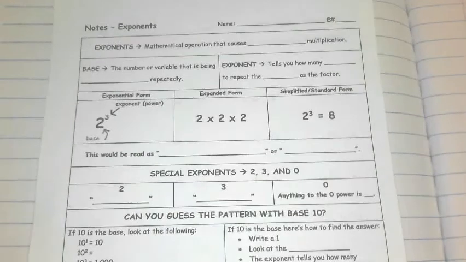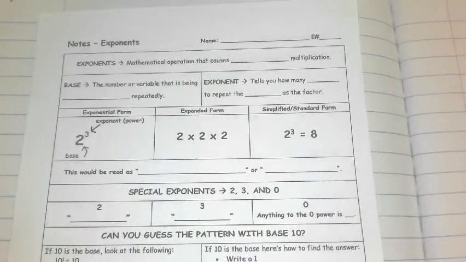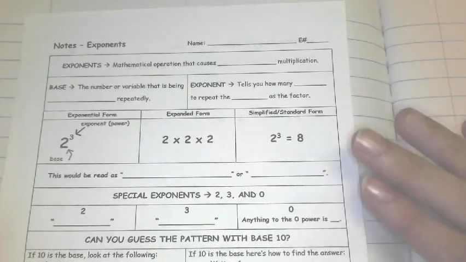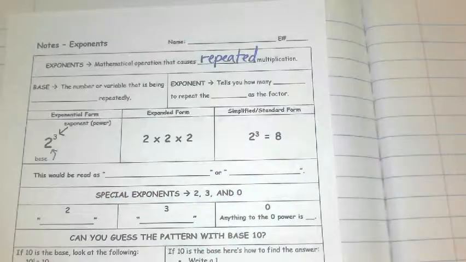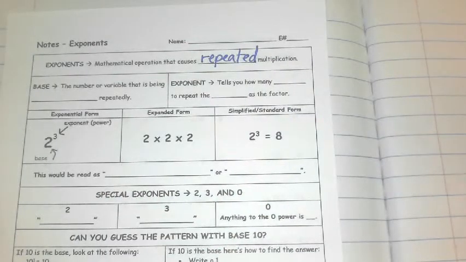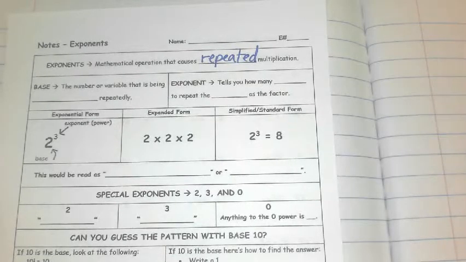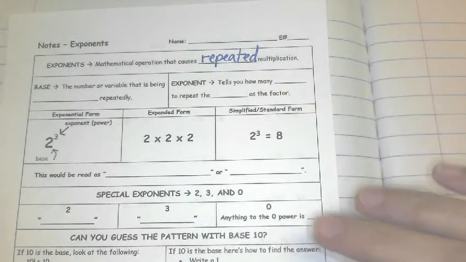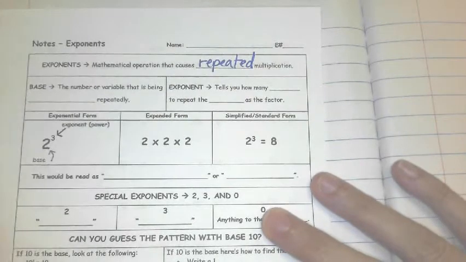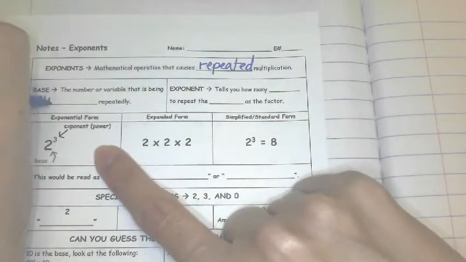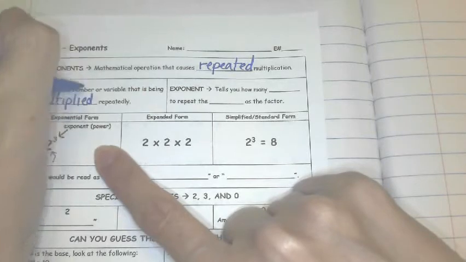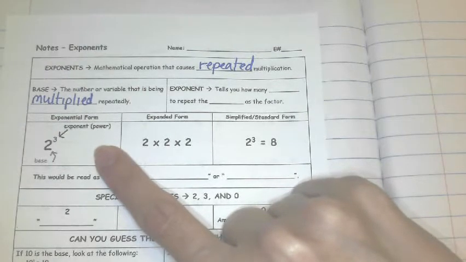other side. Okay? Alright. So at the top, we have exponents, and exponents are going to be a mathematical operation that causes repeated multiplication. So something that goes over and over again, repeats. There's two parts to exponential notation. There's the base, which is the number or variable that is being multiplied repeatedly. So the number that's being multiplied over and over again.